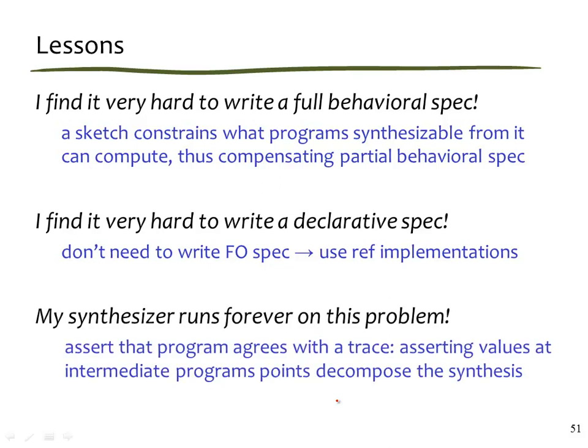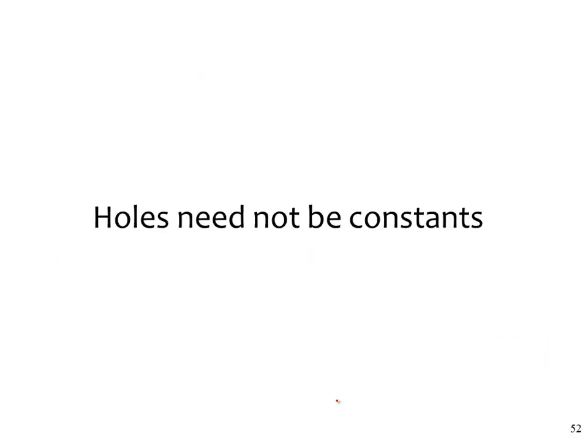And finally, when the synthesizer runs forever, it's good to realize that you can break down a large synthesis problem by asserting some properties about intermediate values. So if you know that on some input the program needs to have value 5 here and value 7 here, or the list needs to have a particular structure, you can assert those, and that effectively decomposes a big formula corresponding to the whole problem into smaller ones by getting intermediate values and helps scalability tremendously.